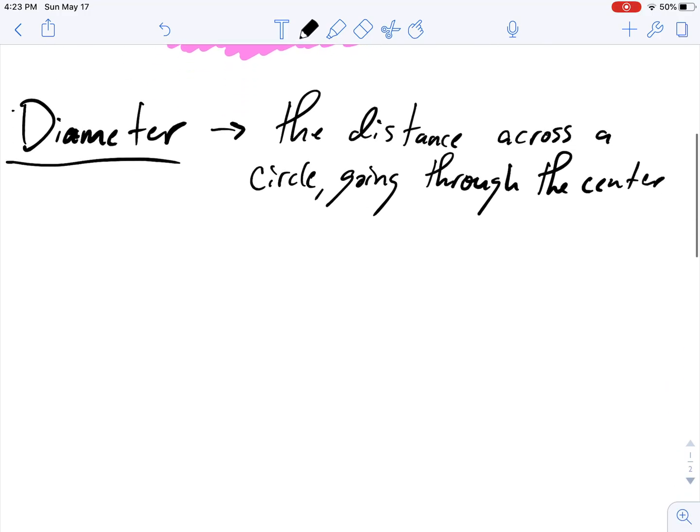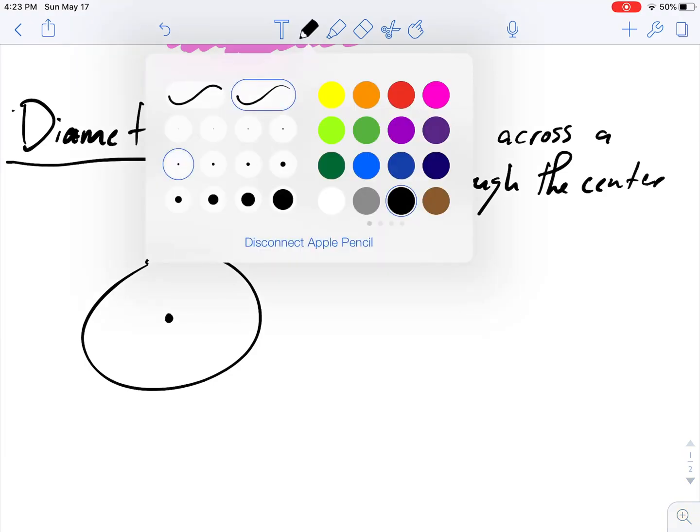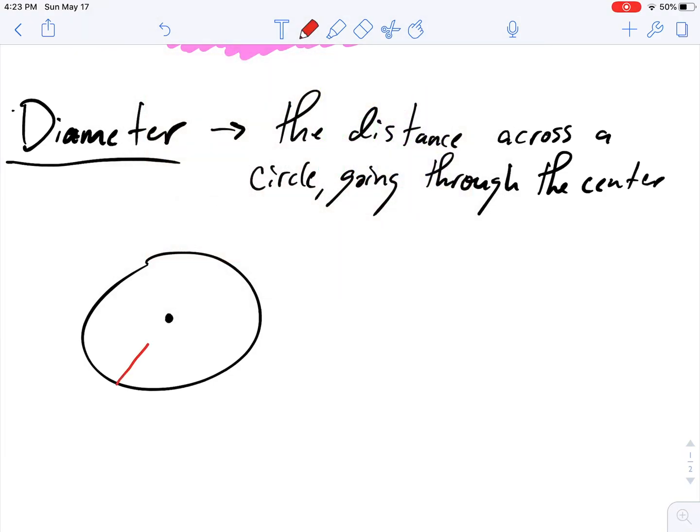So if here's a circle, now I'm going to be drawing a bunch of circles, and you will too. Your circles are not going to be perfect. My circles are not going to be perfect. That's okay. Just pretend that they are, okay? So here's a circle, and let's say this is the center point. The diameter goes straight through, from one side of the circle to the other, going through the center, and this is the diameter, okay?